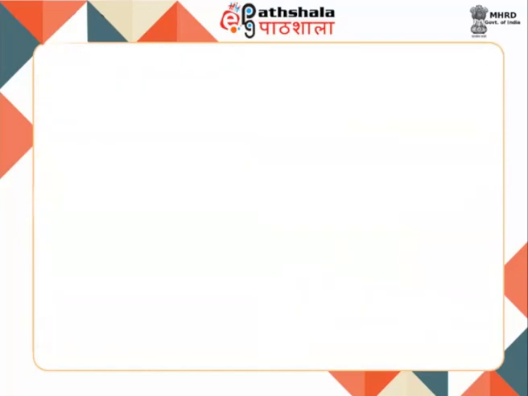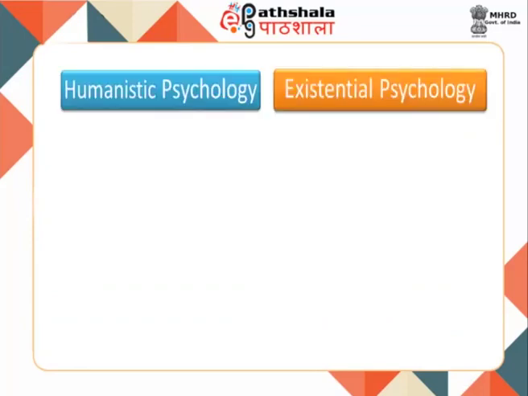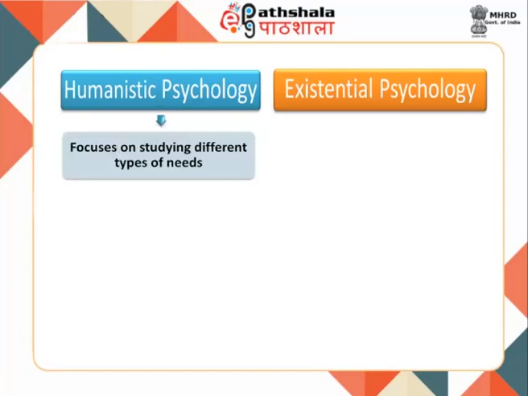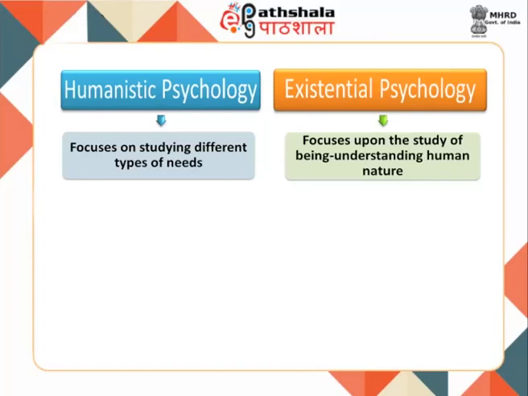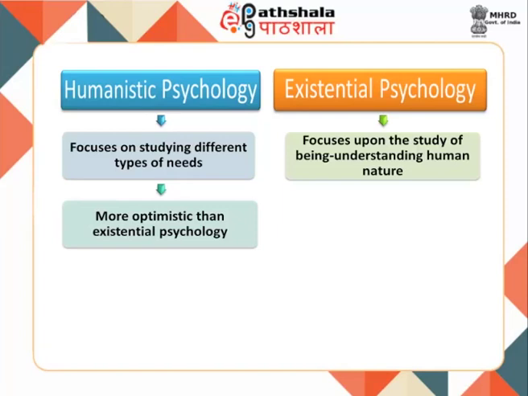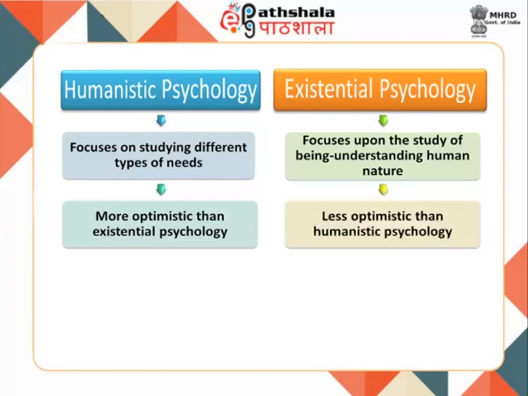In spite of these similarities, there are some key features that are distinct between existential and humanistic psychology. Those major points of distinction are as under. Humanistic psychology underlines more the study of different types of needs, including the need for self-actualization. On the other hand, existential psychology focuses more on the study of being in the world for understanding human nature. In comparison to existential psychology, humanistic psychology is more optimistic in elucidating human nature and his potentialities.